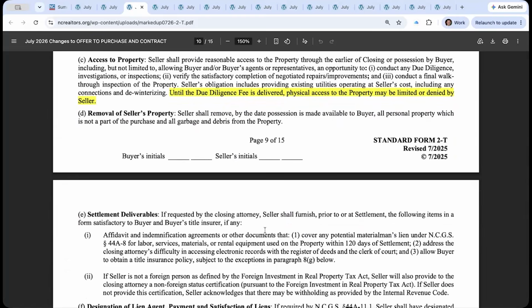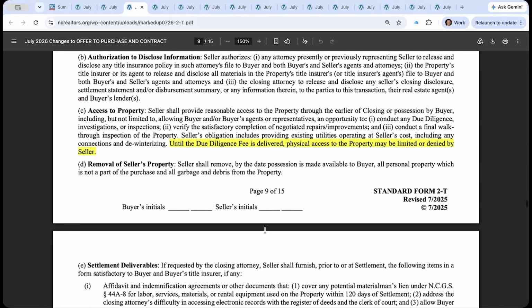Does it have to be? No. Can it be? Yes. Was this also true in previous versions of the form? I think so. I mean, that's just me personally. If you've got a contract pending on the current contract that doesn't have this language, you can see here in the first sentence it says seller shall provide reasonable access to the property.